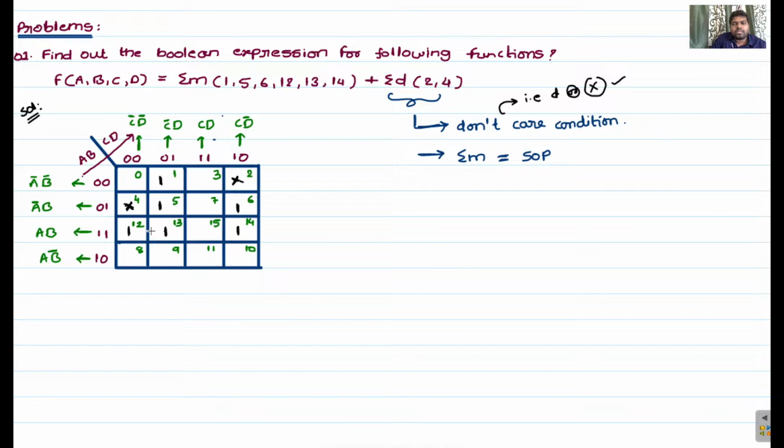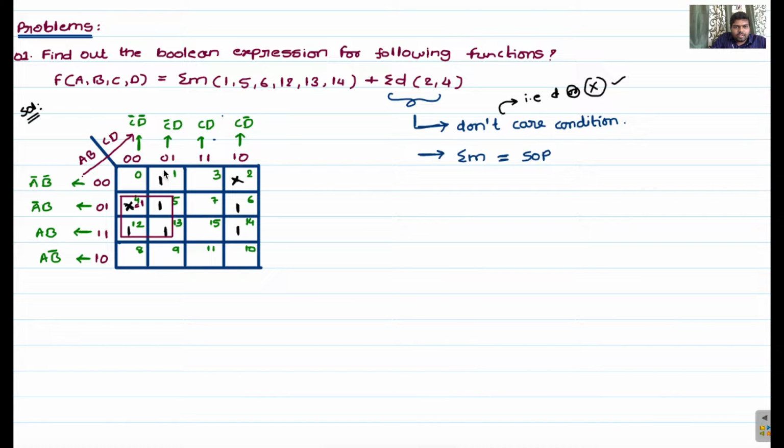This is a 4 variable K-map. Each cell consists of 4 variables, but because of this quad we eliminate 2 variables. So the resultant expression has only 2 literals, right? That is the advantage. That's why we can assume this don't care X equals 1. One quad is over.